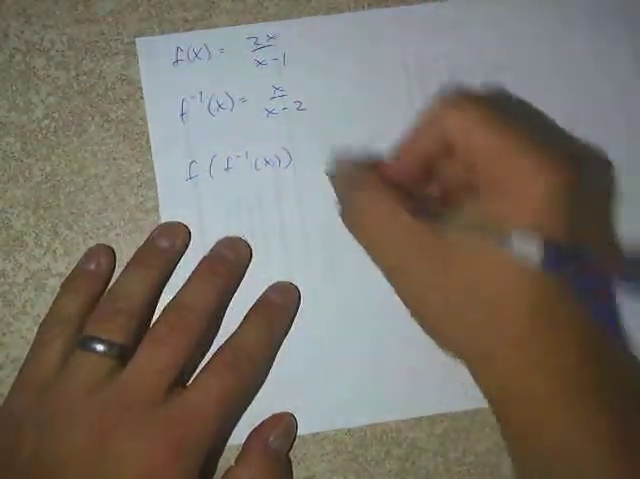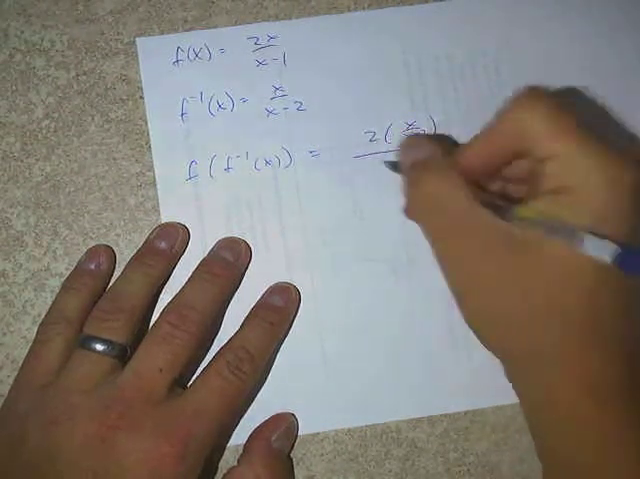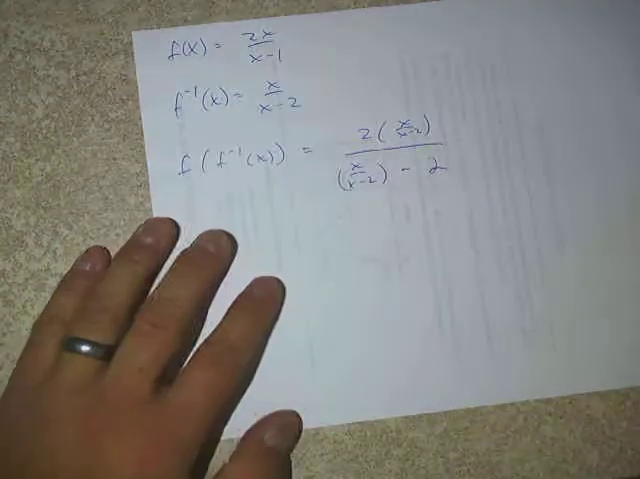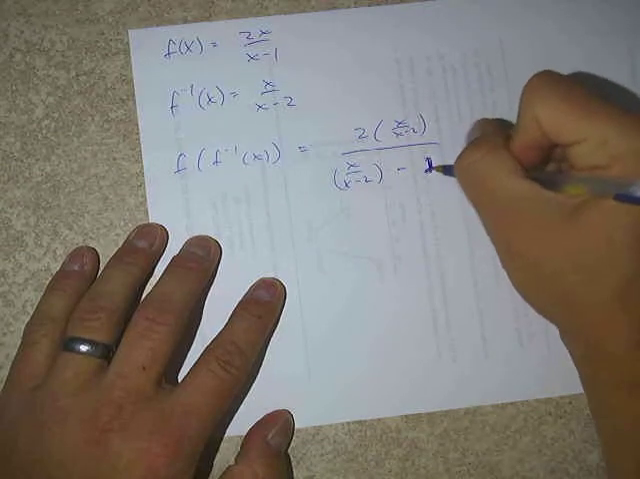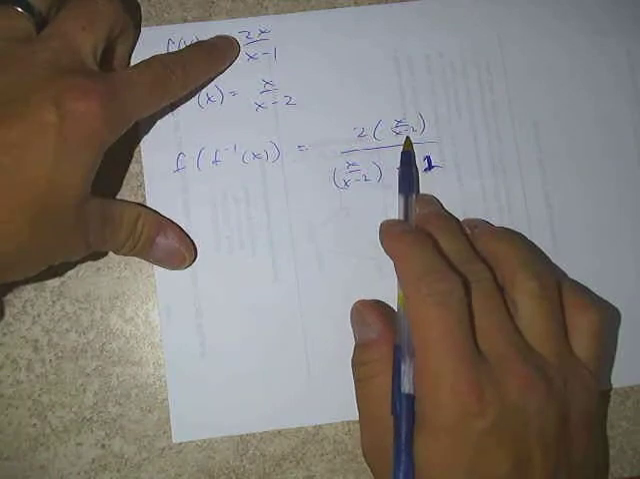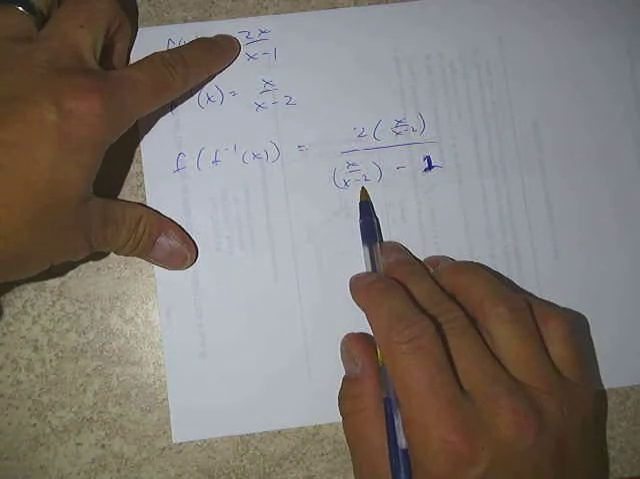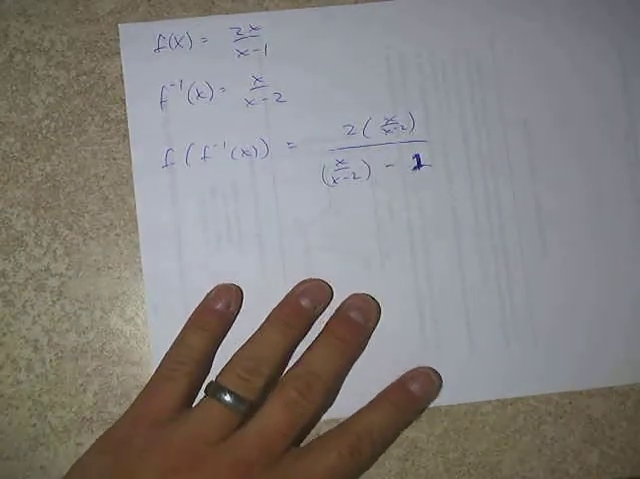If we take the inverse function, which is x over x minus 2, and we plug that into the f function, it would be 2 times x over x minus 2 on top, and then it would be x over x minus 2 on the bottom. Whoops, I lied, minus 1. Alright, so we'd have this, and again, it's the f function with the f inverse function plugged in for x.